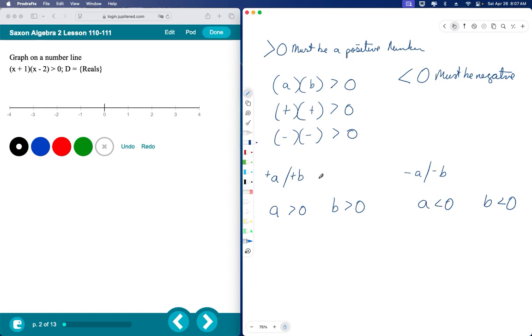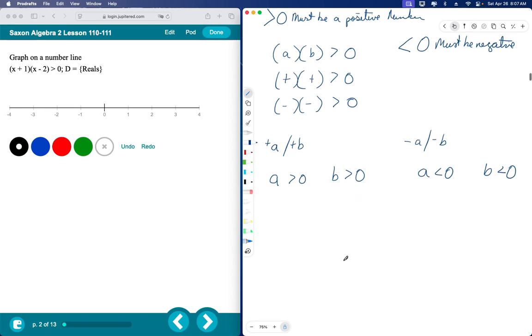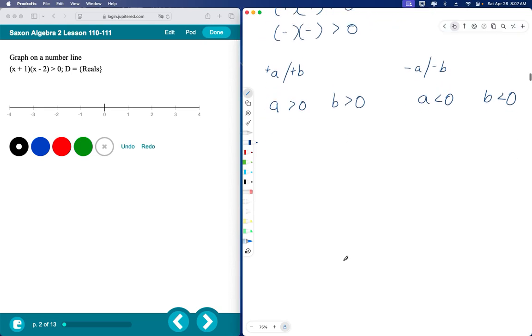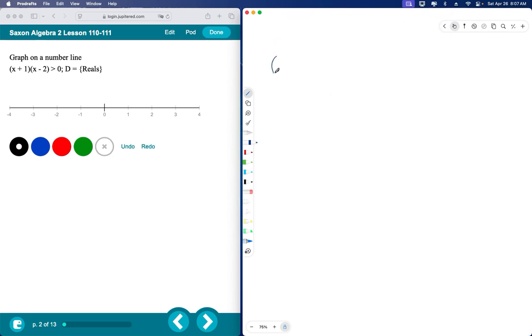All right, so I'm fixing to start on this first problem. So I'm going to roll this up. If you need to take notes, then we're going to pause me, but I'm going to roll it up. All right, so we're going to graph on the number line. We have x plus 1 times x minus 2 is greater than 0.